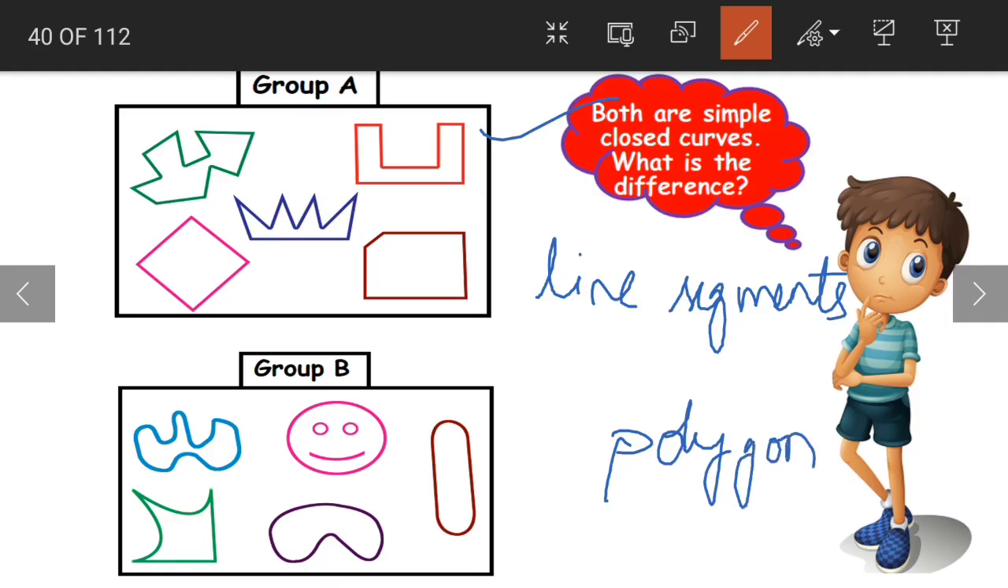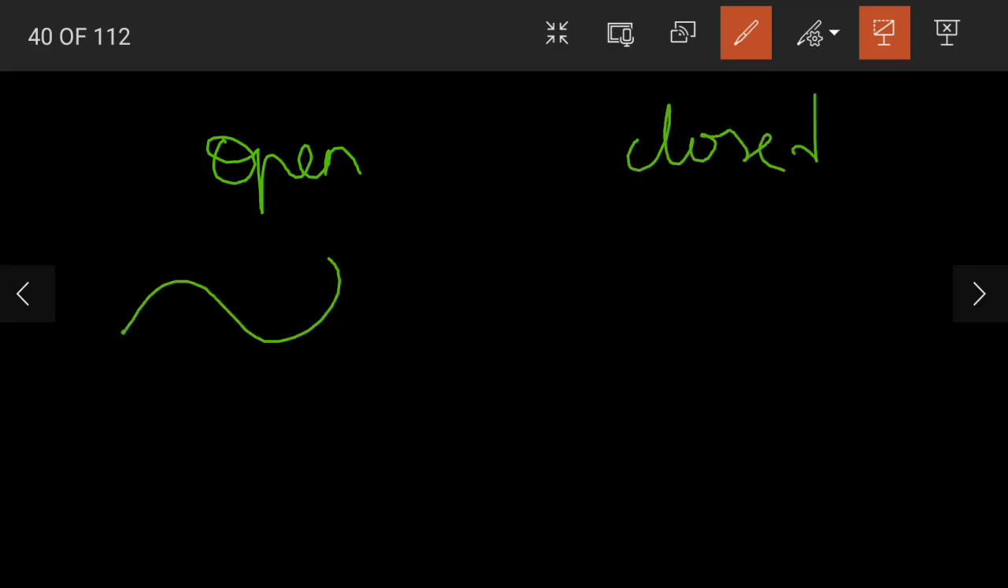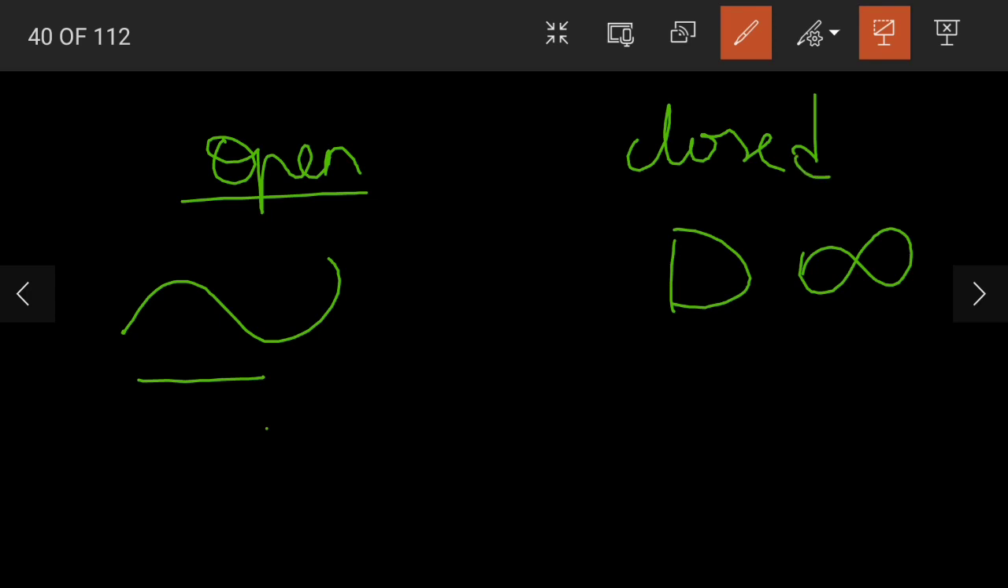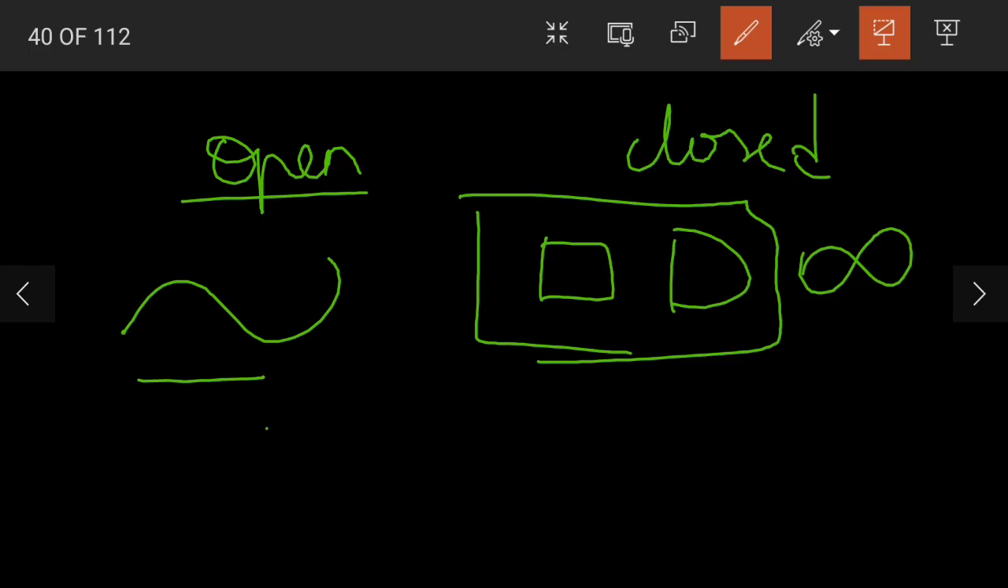Polygon. Understood, children? What did we learn first? First we learnt about open curves and closed curves. If we take these for example, this is an open curve, these two are closed curves. Again, from closed curves we have learned that these two are called simple closed curves. Why? Because the curves do not cross themselves.